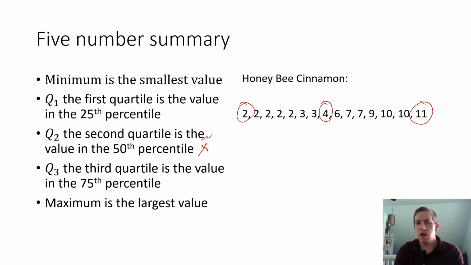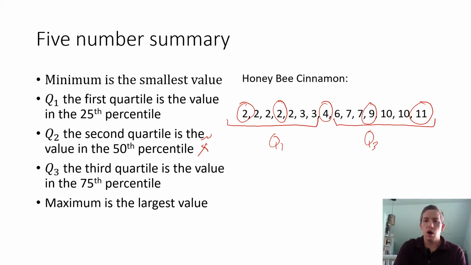Q1 and Q3 are in the 25th and the 75th percentile. The easiest way to find those numbers, once you've found the median, is to take the numbers below the median and the numbers above the median and find their respective medians. The number that's in the middle of the first half is a 2, and so that is our first quartile. The number that's in the middle of the second half is a 9, and that's our third quartile.